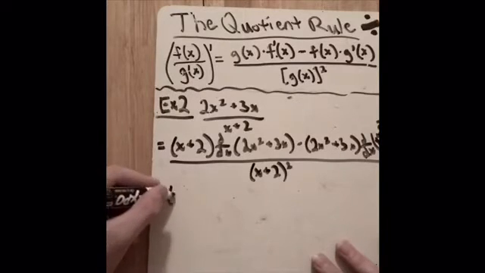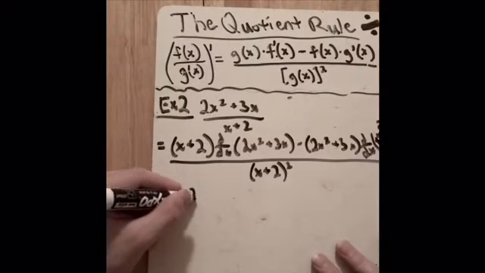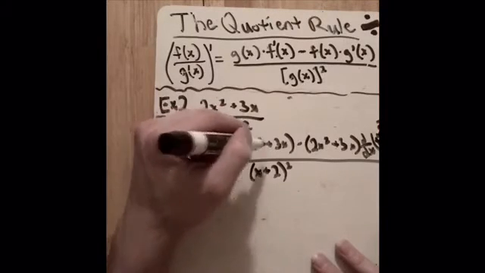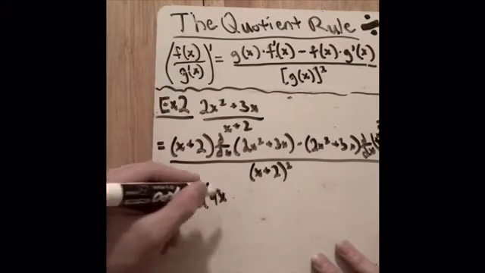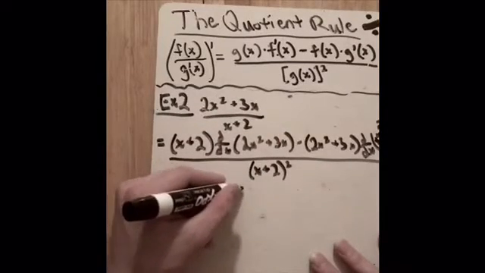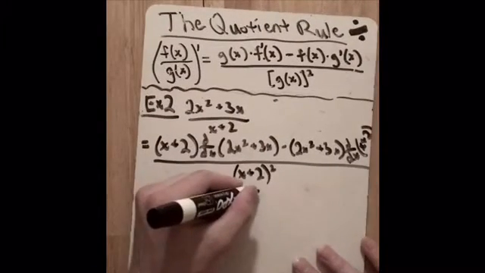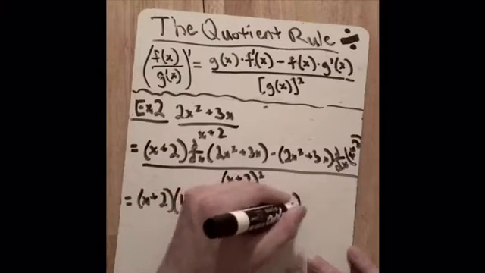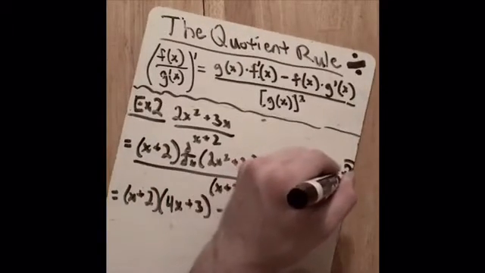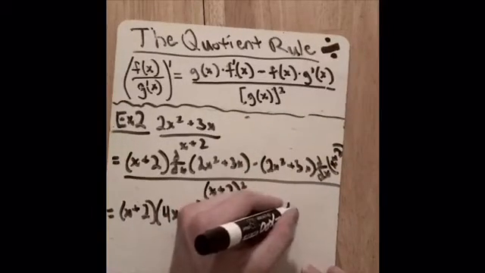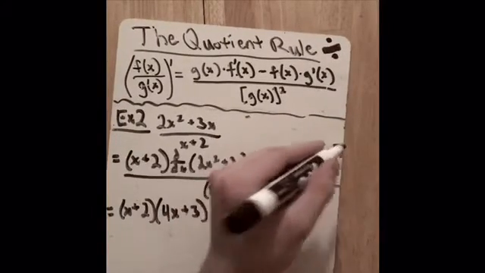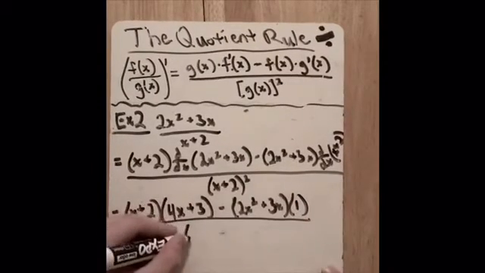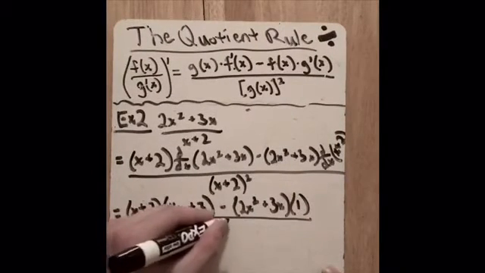Alright, so now we're going to take our derivative. So the derivative of 2x squared is just 4x, and the derivative of 3x is 3. We're going to subtract that by 2x squared, the parent function, times the derivative of x plus 2, which is just 1, since the derivative of x is 1 and the derivative of 2 is 0. And all over x plus 2 squared.